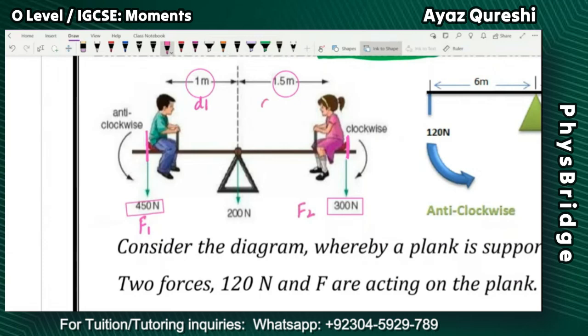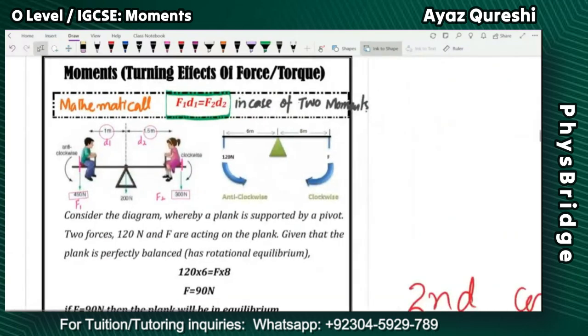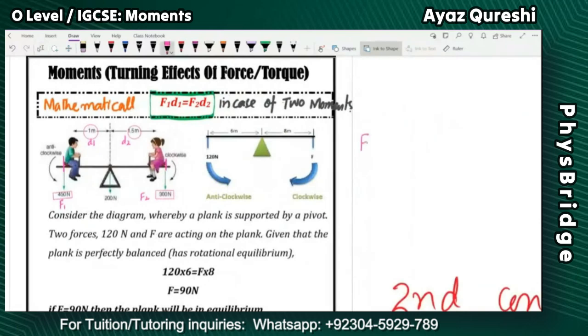When you are going to apply the principle of moment for these types of questions, you will simply write F1 D1 equals F2 D2. So what is F1? 450, times what is D1? It is 1. And what is F2? It is 300. And what is D2? 1.5. So the answer of the left hand side is 450. The answer of the right hand side is also 450.